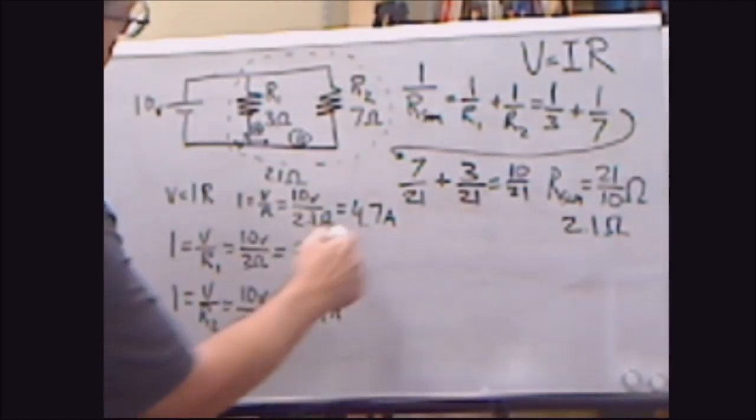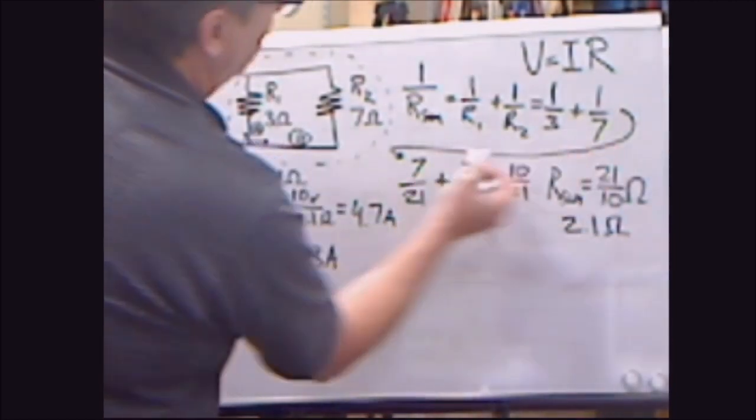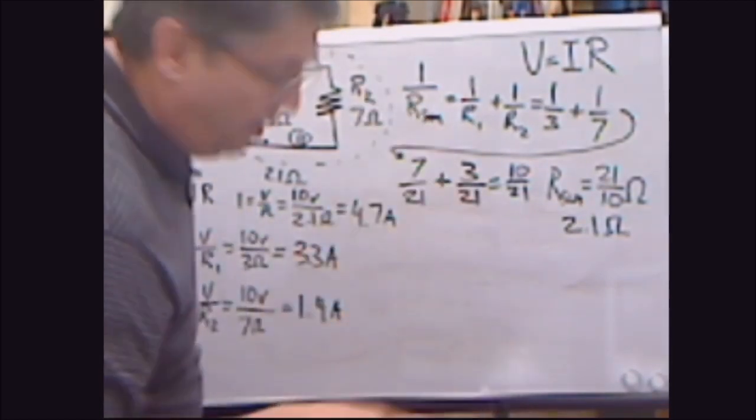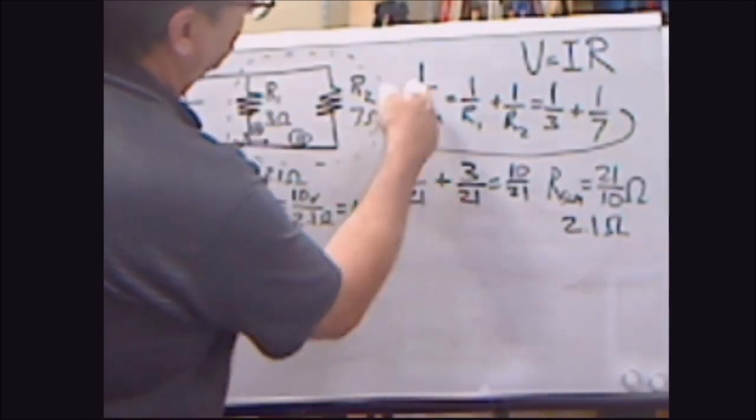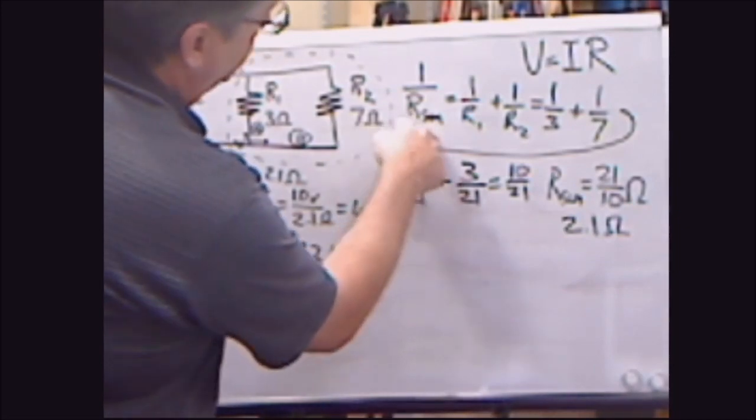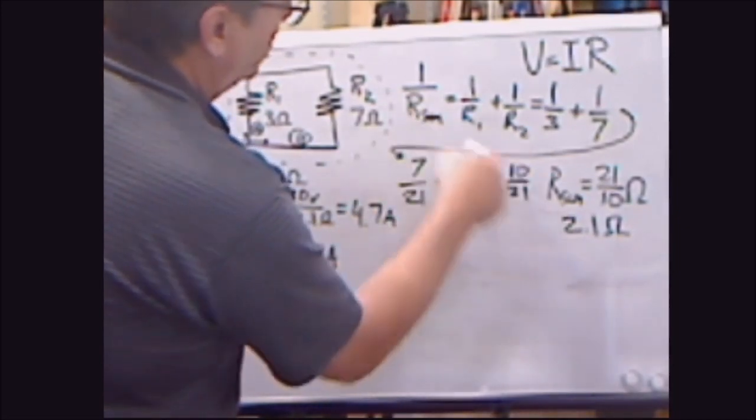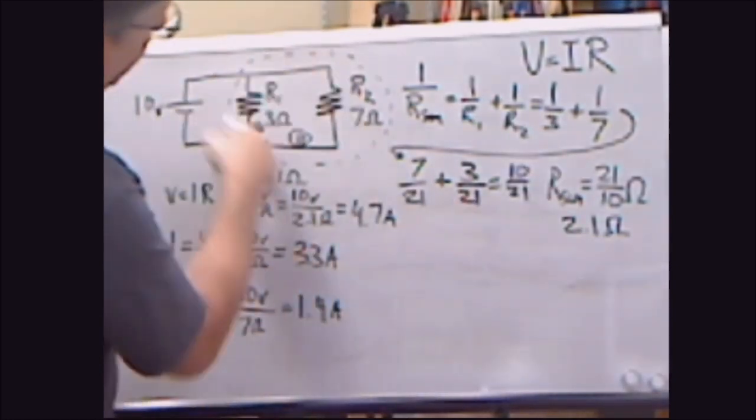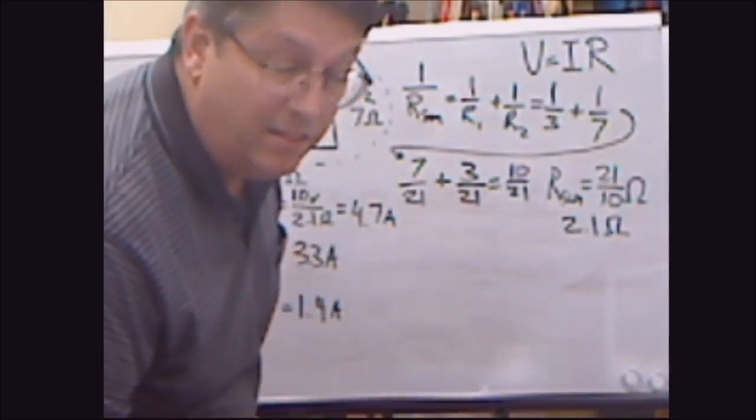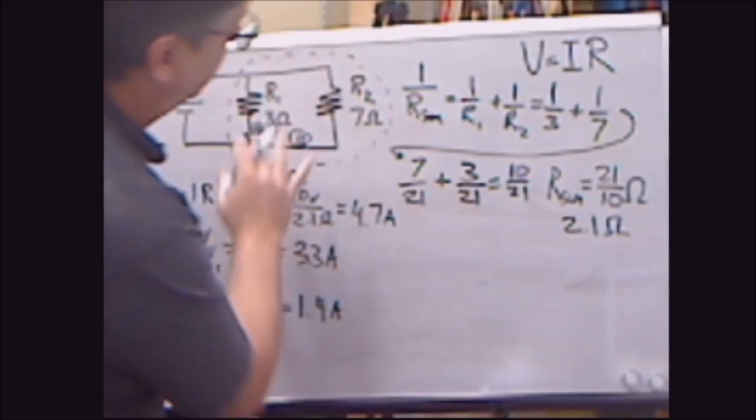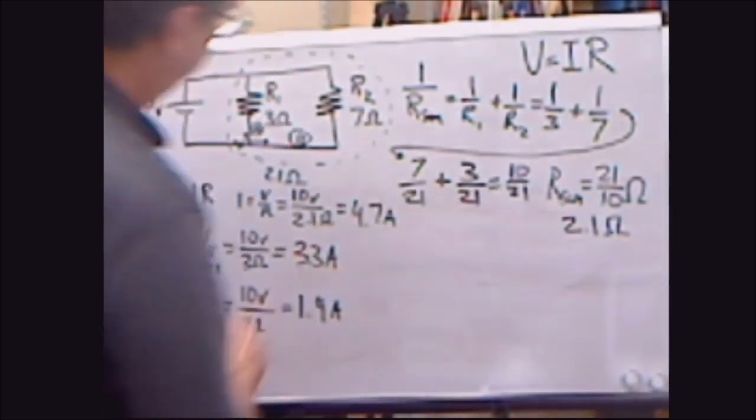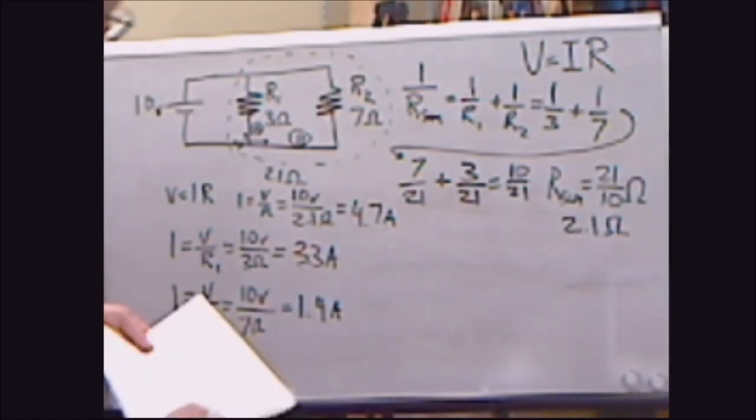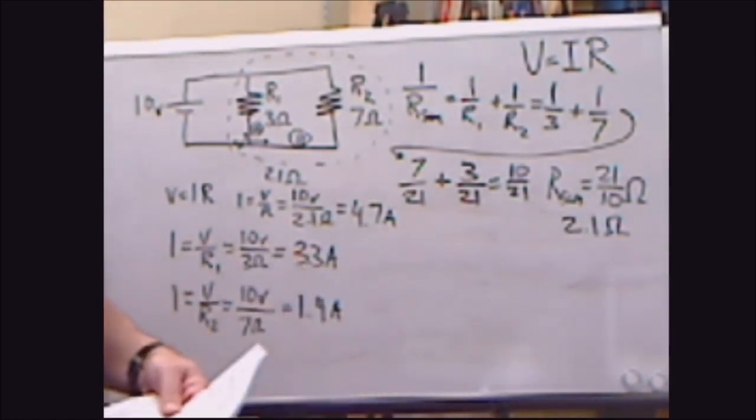So this is the big deal. This 1 over R, the sum of all the resistances, there's reciprocal of that. 1 over R sum is equal to 1 over each of the resistances in the little parallel system there, and that's how you get the sum. And then you can also figure out the amperage going through each one of those.